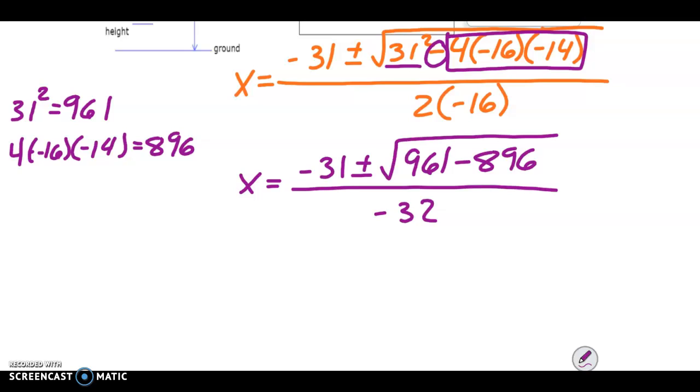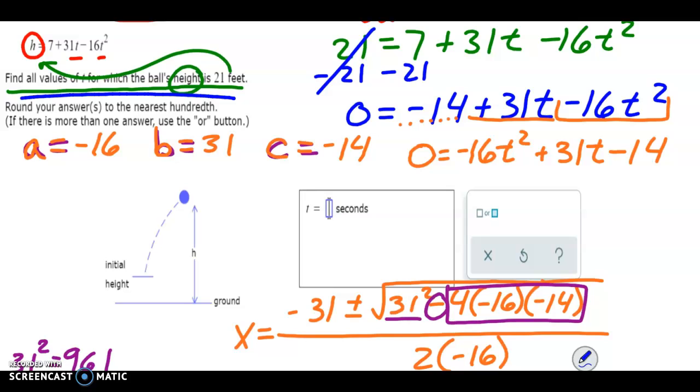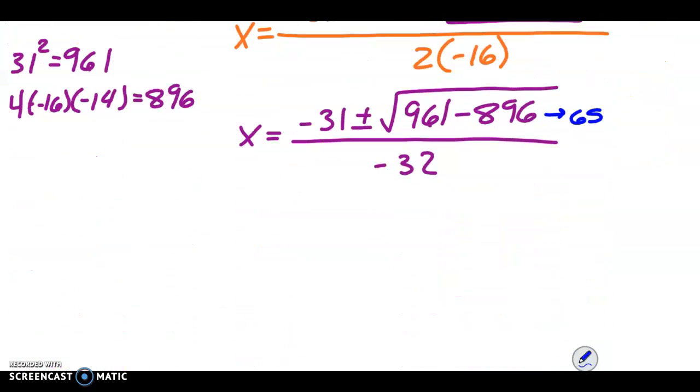Well, 961 minus 896 is going to be 65. So inside here, we've got 65. Now, what they're wanting you to do is round your answer to the nearest hundredth. So when we see that we've got the square root of 65 going on here, we need to take the square root of 65 and round it to the nearest hundredth, which when rounded is going to be 8.06.